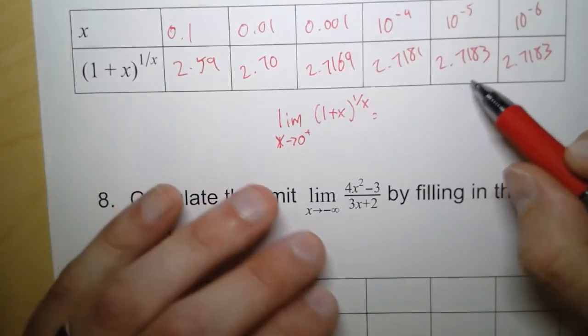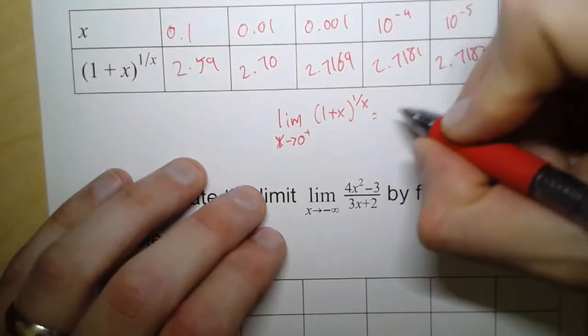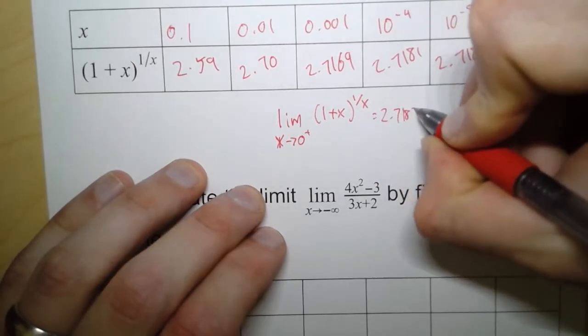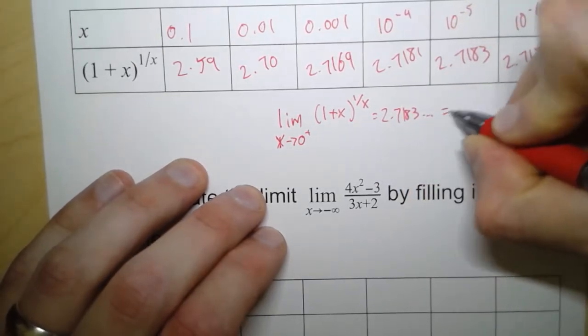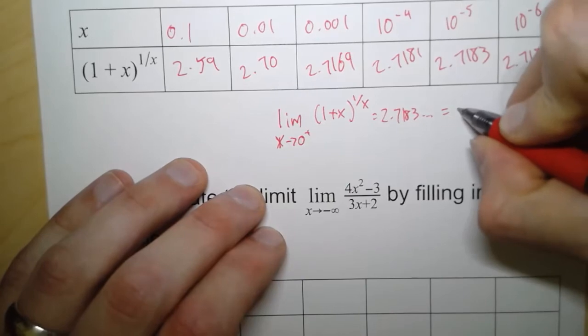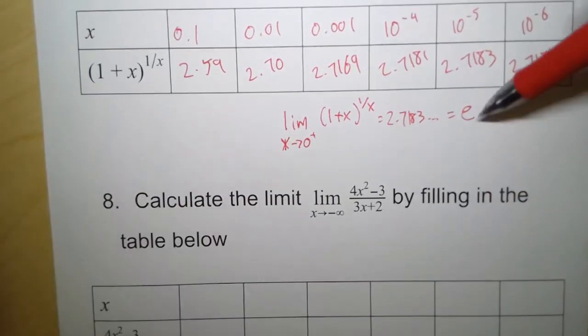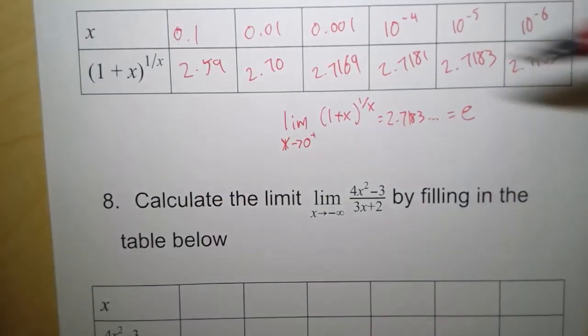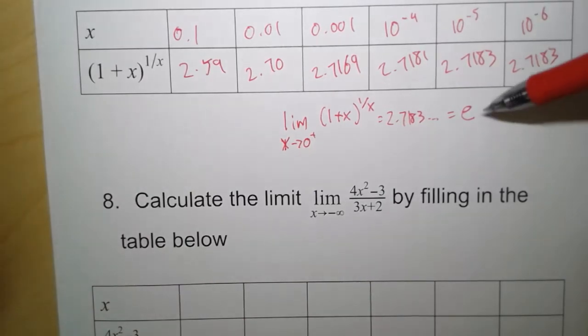Now some people may recognize this as 2.7183. This decimal actually doesn't end because this is equal to the transcendental number e. That's what this limit is. This limit is how we derive the value for e, the value for all our natural logarithms.